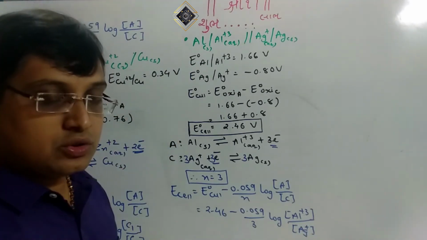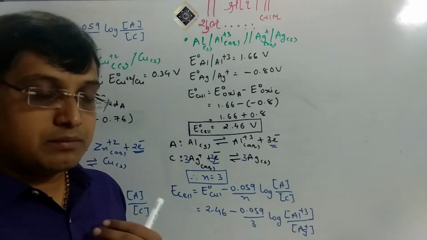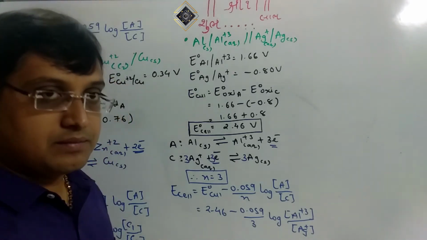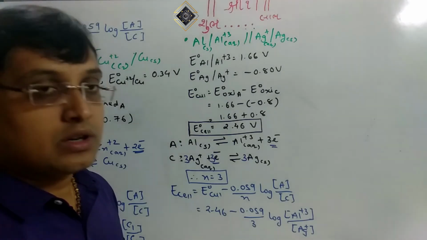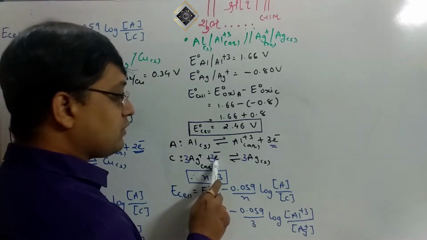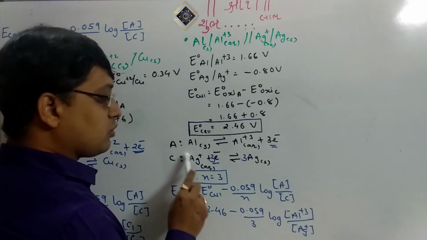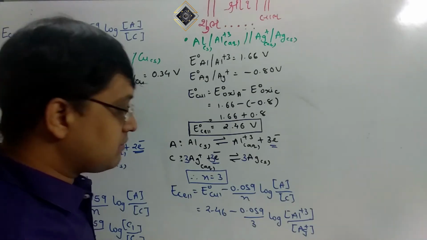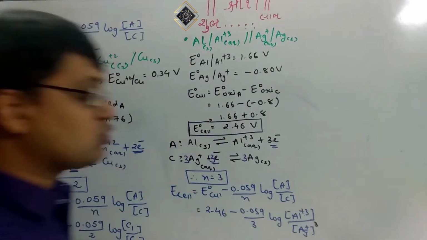Clear? So when we study this equation the first time, either me or you will obviously write the equation like this. But there is a mistake in this equation. What? We multiplied the equation of the cathode by 3. This 3 is a stoichiometric coefficient of Ag plus, and the stoichiometric coefficient is the power of concentration, so here it is Ag plus raised to 3.